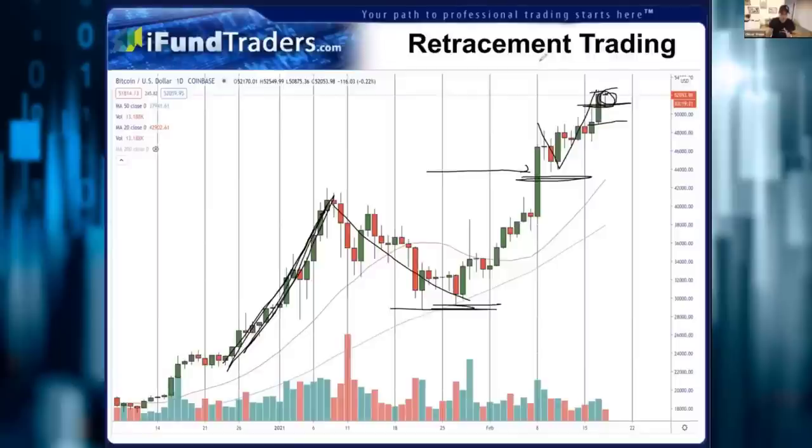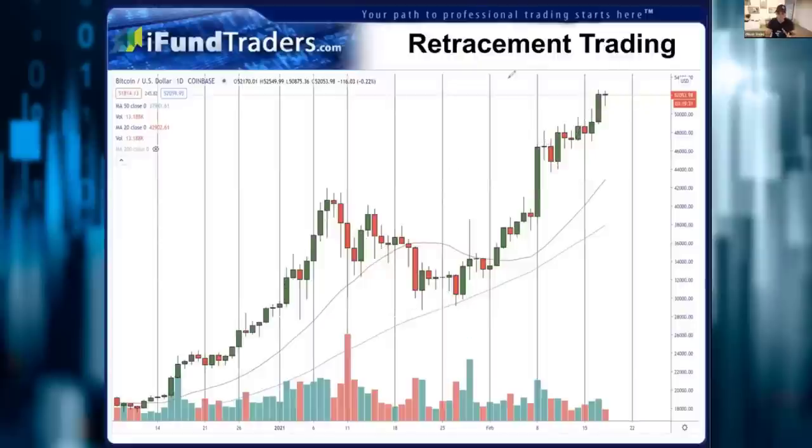This, the retracement style of trading is truly extraordinary. And it's a singular concept that can actually help you earn your whole living in the markets. You don't need a tremendous number of concepts to be making a living in the markets, all right, or to be consistently profitable.